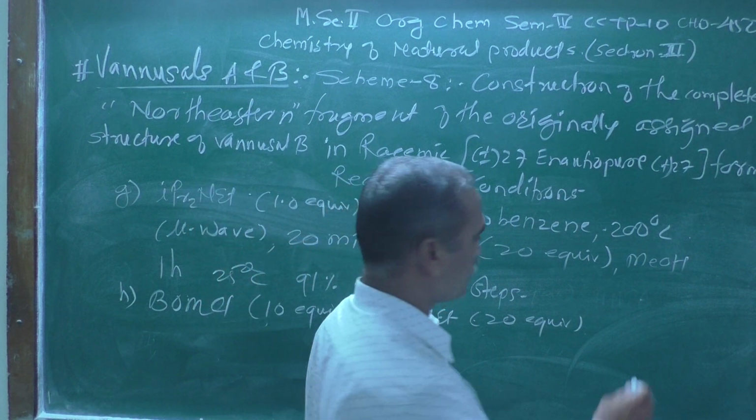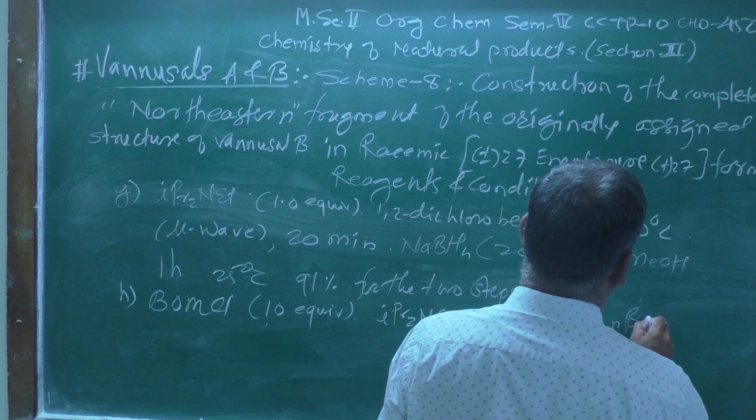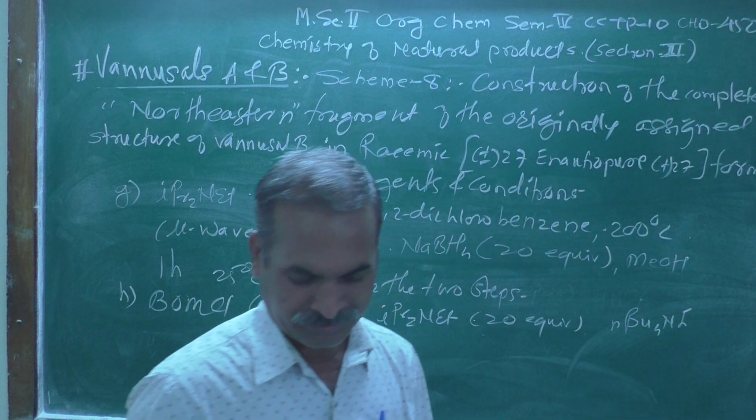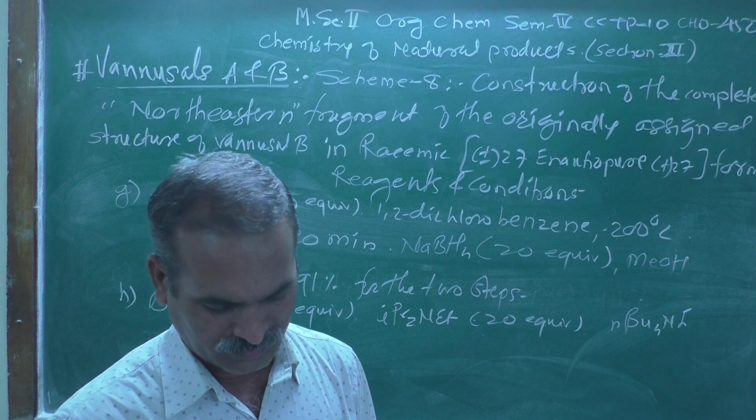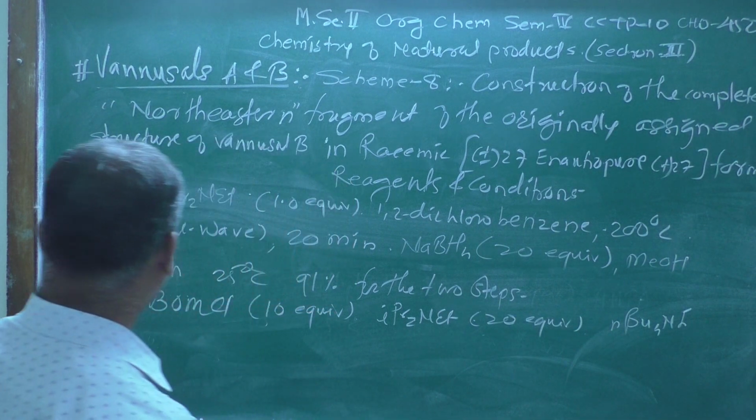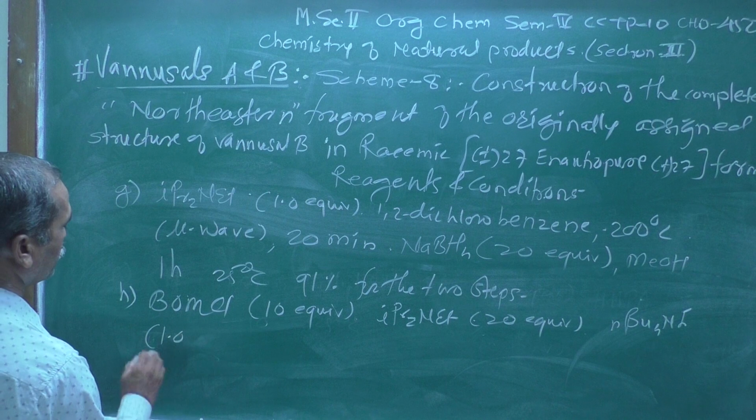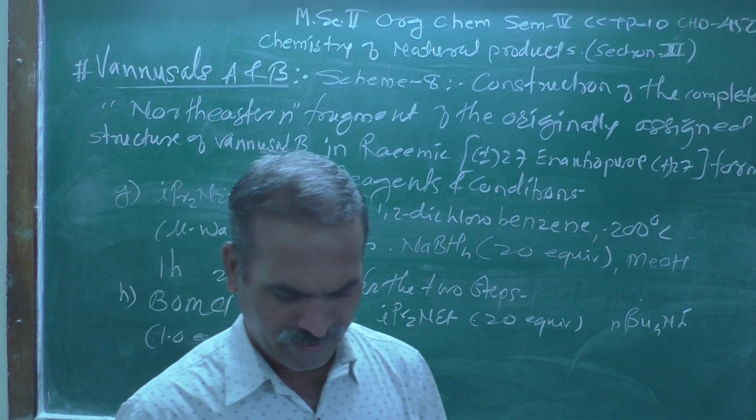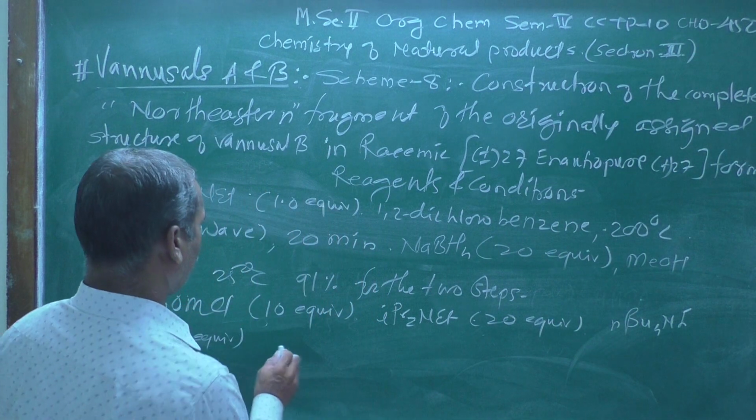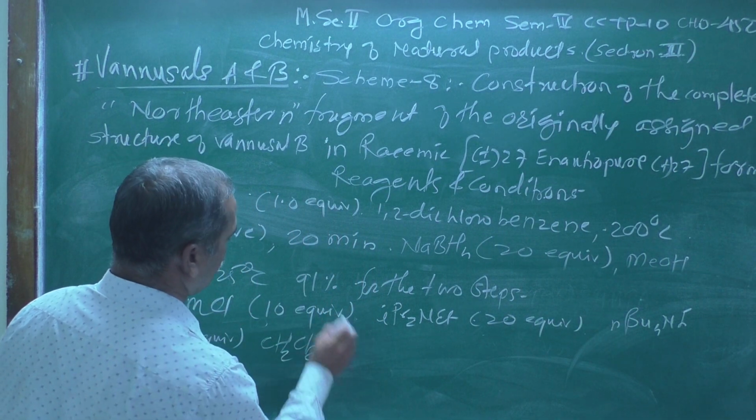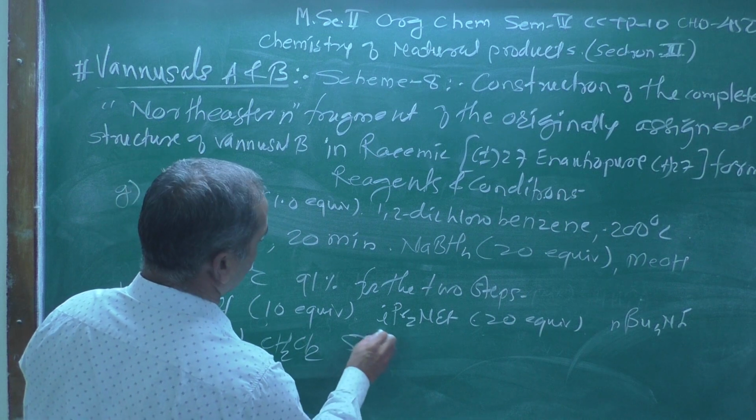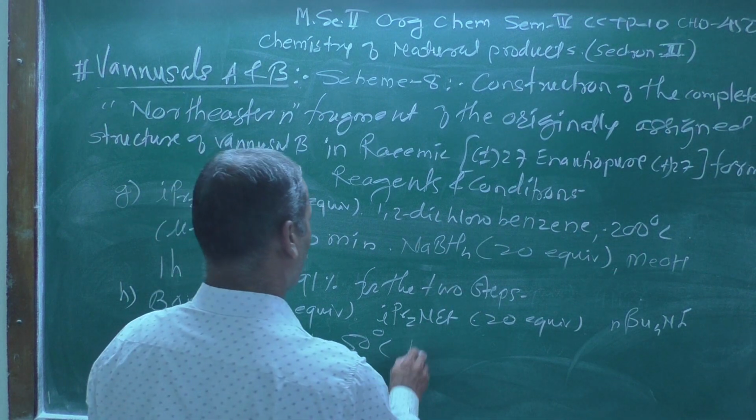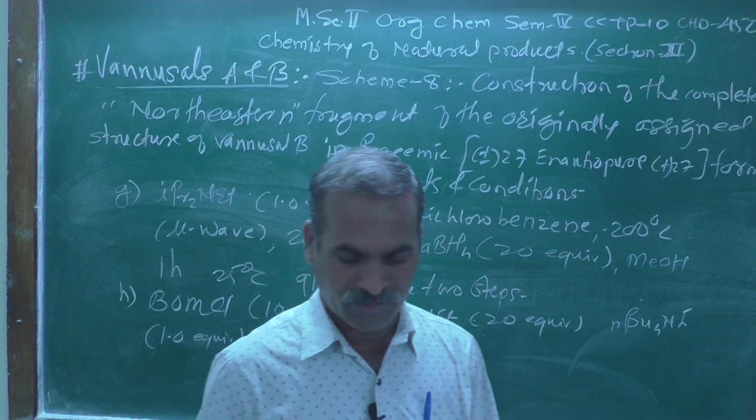then used normal tetrabutylammonium iodide, which was taken 1.0 equivalent in presence of CH2Cl2. Temperature is kept near about 50 degrees centigrade, and this reaction was stirred for 12 hours.